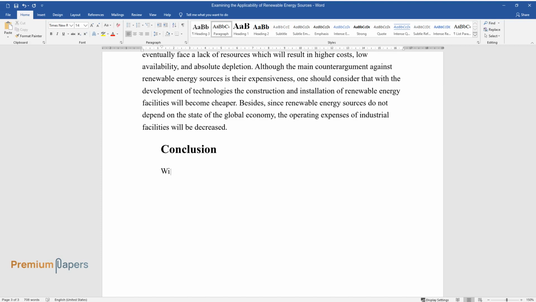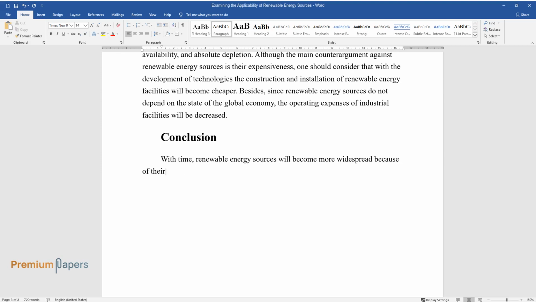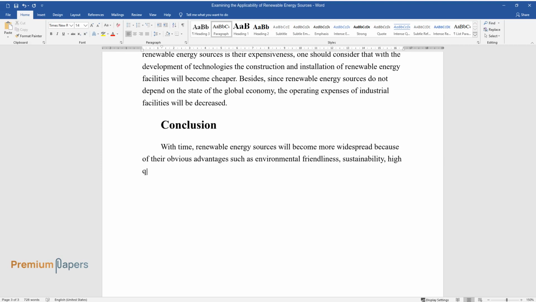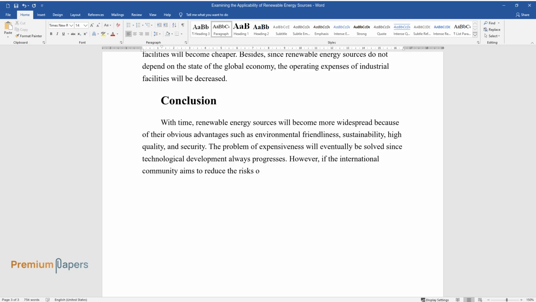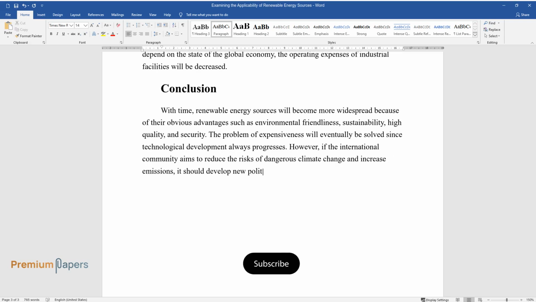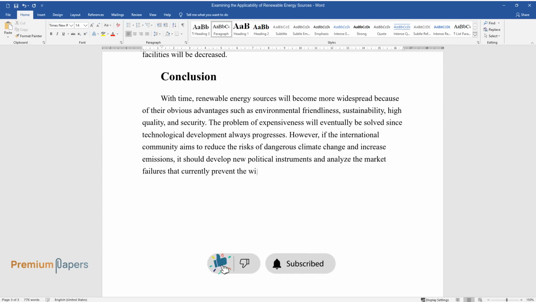Conclusion. With time, renewable energy sources will become more widespread because of their obvious advantages such as environmental friendliness, sustainability, high quality, and security. The problem of expensiveness will eventually be solved since technological development always progresses. However, if the international community aims to reduce the risks of dangerous climate change and increase emissions, it should develop new political instruments and analyze the market failures that currently prevent the widespread application of renewable energy sources.